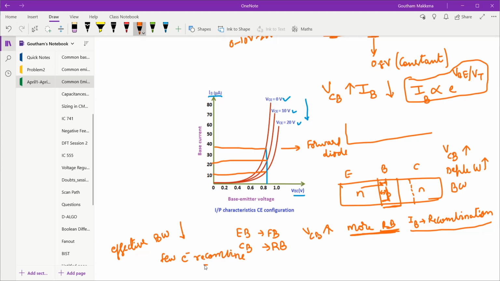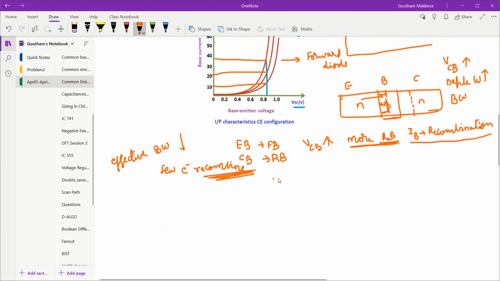When recombination is reducing, what reduces? Of course, IB, which is a direct product of recombination, decreases. And that means more and more of these externally injected electrons reach the collector, so IC is also increasing. So what is happening when we increase VCB?